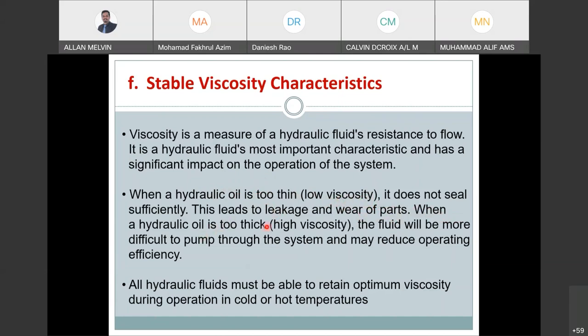And if the oil is too thick or having a high viscosity, the fluid will be more difficult to flow through the system. Okay, and may reduce operating efficiency. Okay, so difficult to pump sebab too thick. So it must be in a certain concentration for it to be pumped efficiently. So kalau dia terlalu keras atau terlalu tebal, or too thick, your pump cannot pump it efficiently to the system. So dia terlalu keras. Okay, so it will reduce your operating efficiency.